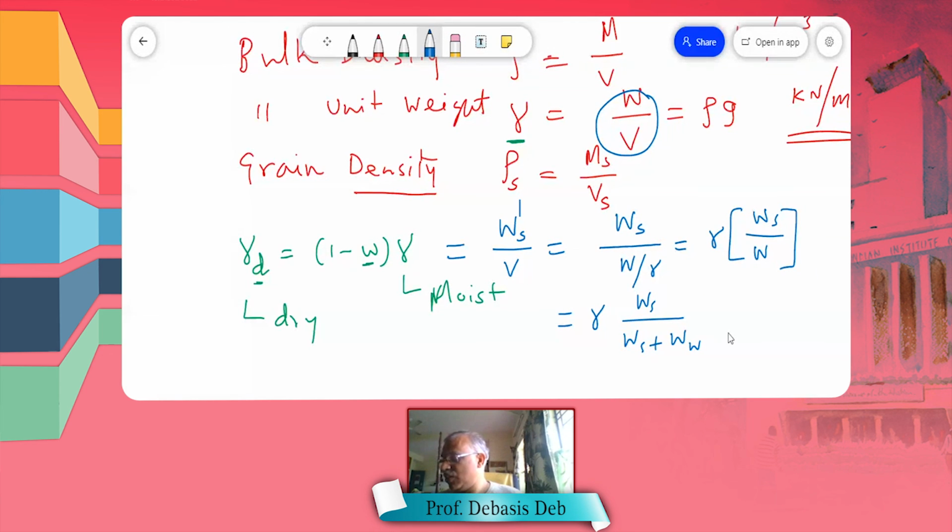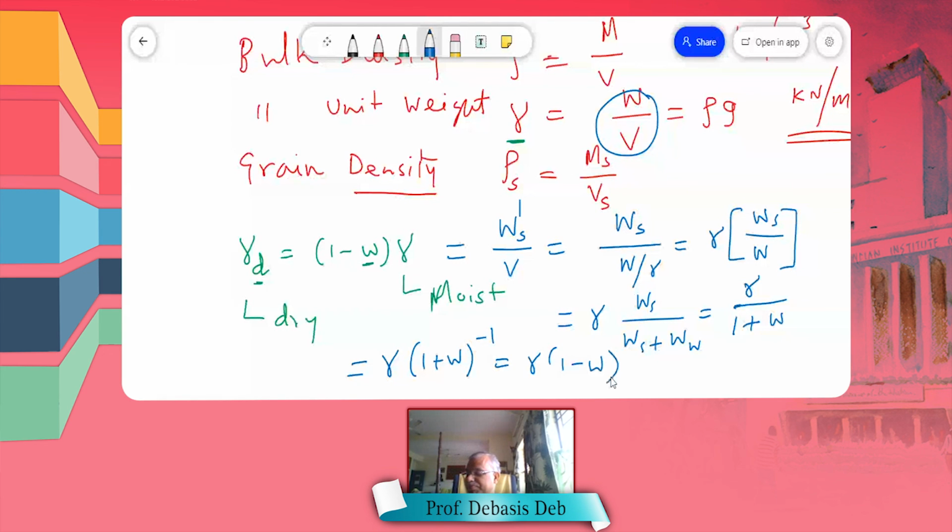You agree? So this becomes, you can now check, γ by, I divide it by γ_ws. So this becomes 1 plus W. Or this can be written as γ into 1 plus W minus 1. So if you ignore all the higher order terms, this can be written as this. Okay. Everybody got that?